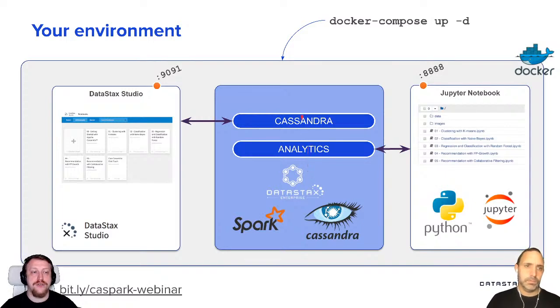So Cassandra is used for data storage and Spark is used for analytics. And DataStax Studio is the web interface we will use to work with the data in Cassandra. And Jupyter Notebook is the web interface we will use to work with analytics in Spark.